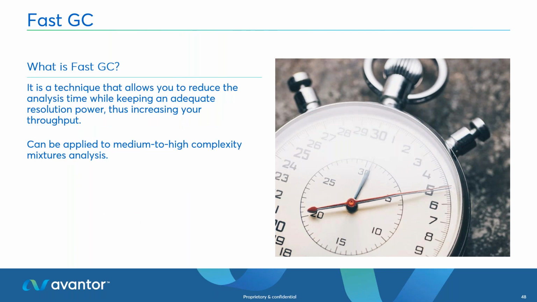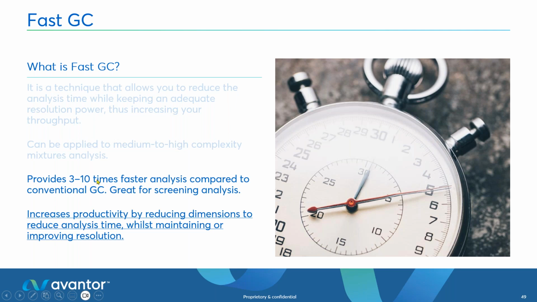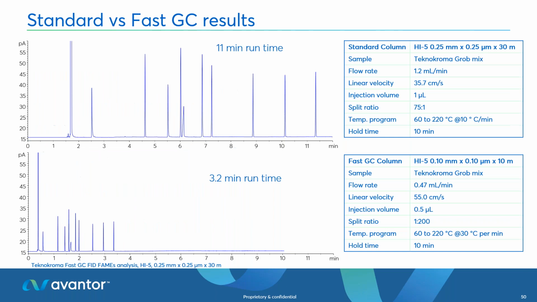So with FastGC, this allows you to run methods from a standard column dimension where you can run it in smaller dimensions and reduce the retention time. So you can apply it to medium to high complexity mixtures. Great for screening analysis. And then you can maintain similar retention and elution order as well, which is really beneficial.